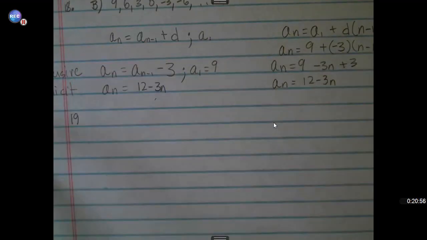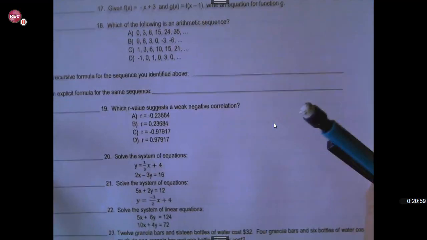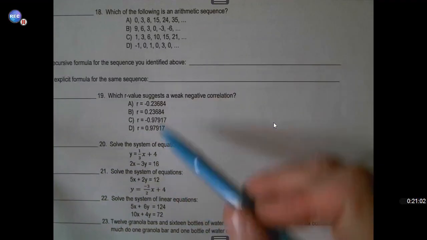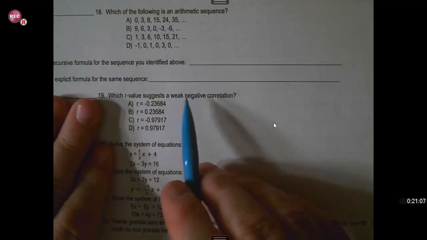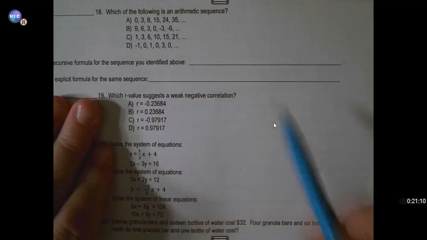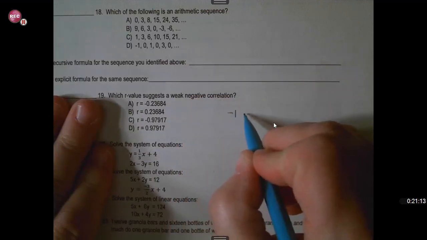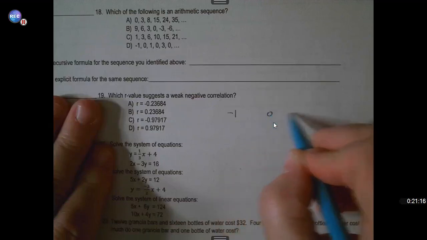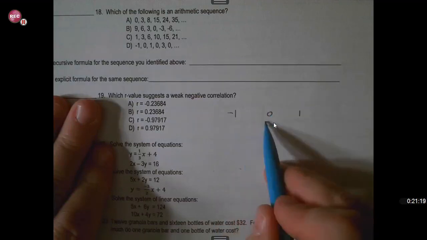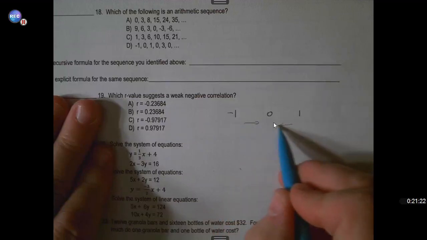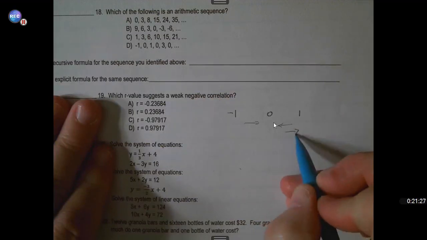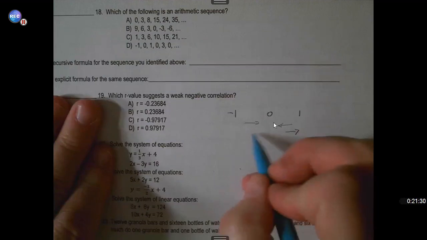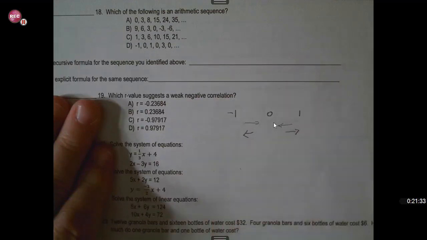Okay. Number 19. I'm just going to pull the sheet over for this one. It says, which R values represent or would suggest a weak negative correlation. Remember, our correlations go from -1 to 0 to 1. The closer I am to 0, approaching either way, the weaker the correlation. The closer I am to 1, the stronger the positive correlation. The closer I am to -1, the stronger the negative correlation.